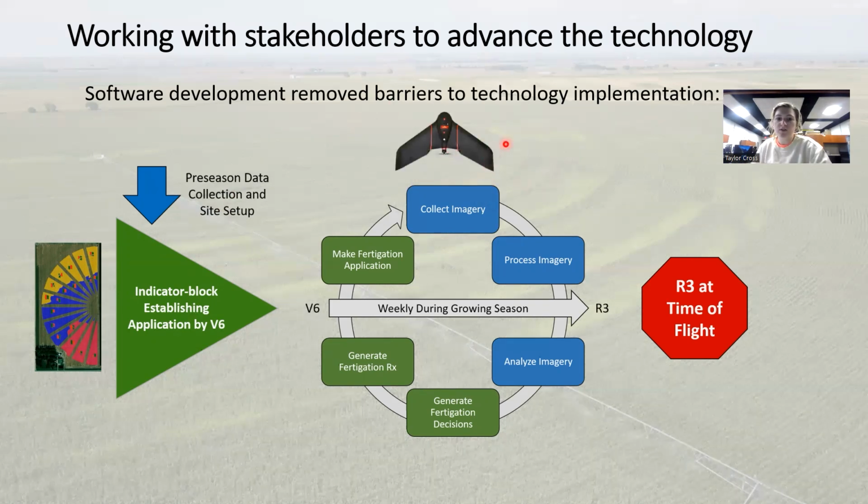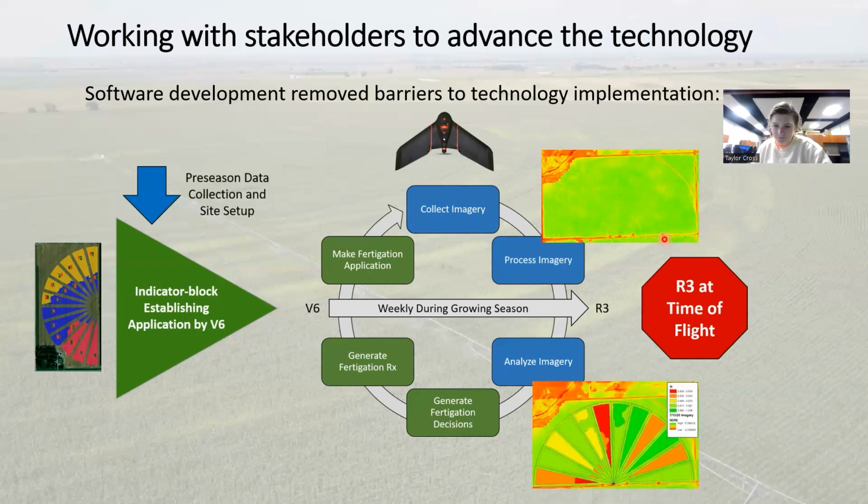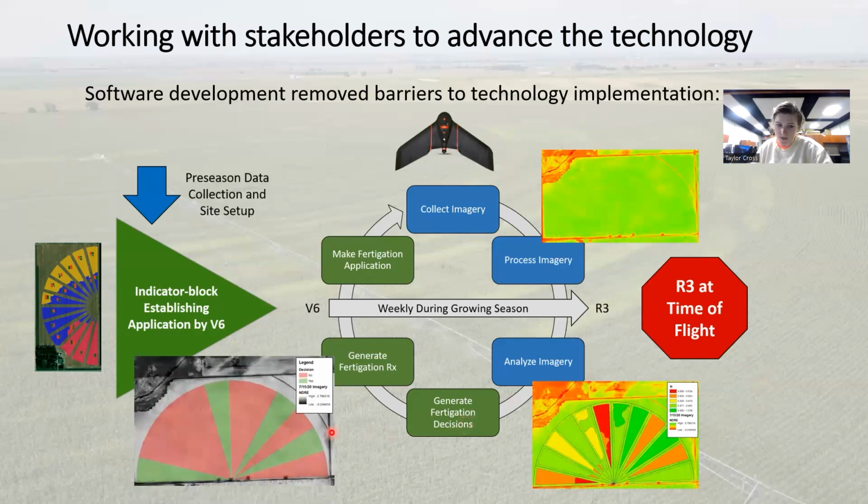So this is a little snapshot here of what our drone looks like. And so we fly this drone weekly from V6 to R3, and we're able to collect this image right here and process all those images it takes to get this result. And this is an NDRE image, and once we have that, we then can analyze it. So from this, we can see which areas maybe are more deficient or sufficient than others. And then we can generate a fertigation decision from this.